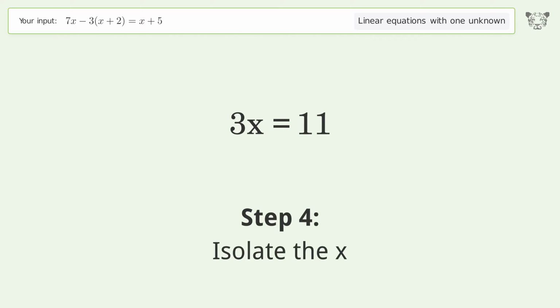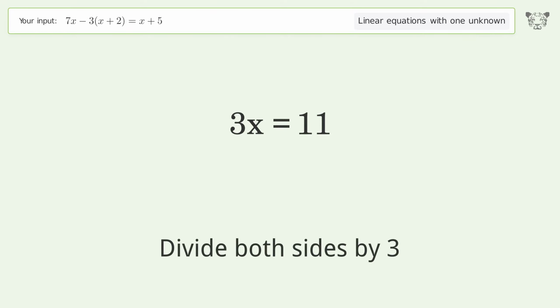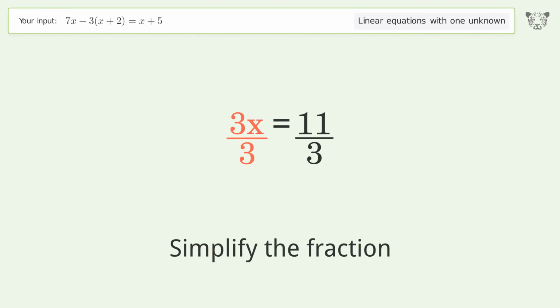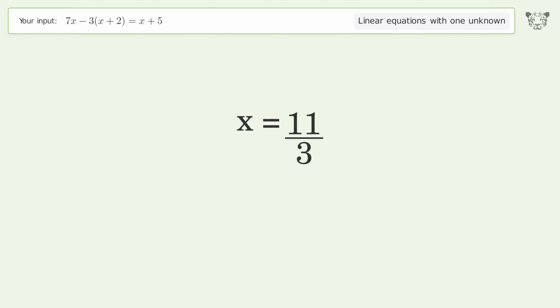Isolate the x. Divide both sides by 3. Simplify the fraction. And so the final result is x equals 11/3.